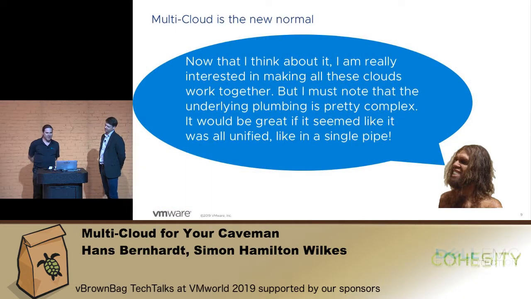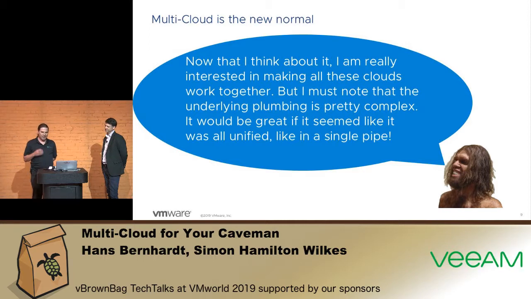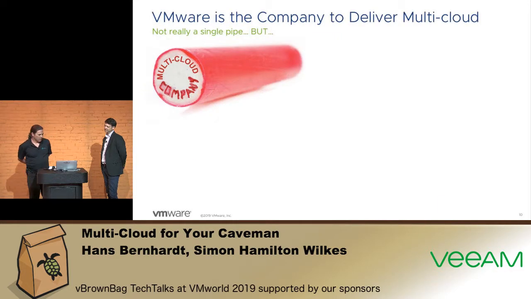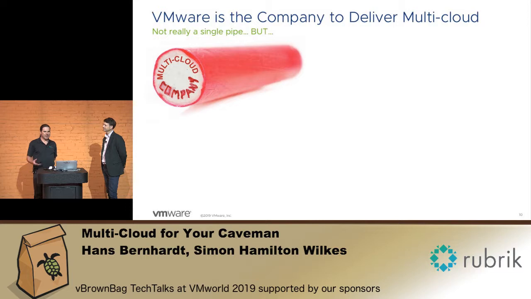So our caveman is getting smart, and he starts thinking about it. Now that I think about it, I really am interested in making all these clouds work together, but I gotta note that the underlying plumbing is pretty complex. It would be great if it seemed like it was all unified, like in one single pipe. And speaking of pipes, well, not really a pipe, but let's start with VMware as the company to deliver multi-cloud, and look at what looks like this big pipe here.